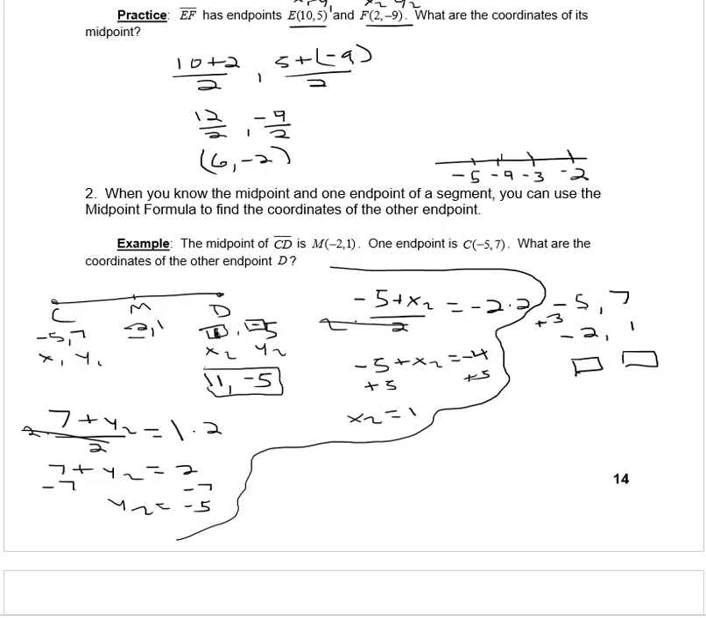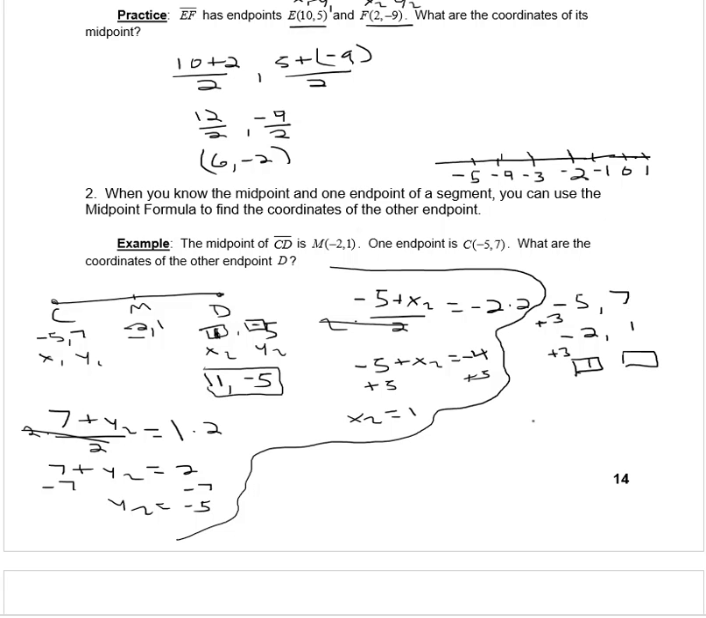Now, because it takes positive 3 to get from negative 5 to negative 2, and negative 2 is the midpoint, that means it has to take another positive 3 to go to the next endpoint. So negative 2 plus 3 more: negative 1, 0, 1, which makes sense because negative 2 plus 3 is 1. And I would get my other x-coordinate of my endpoint. And I can do the same thing for my y's.